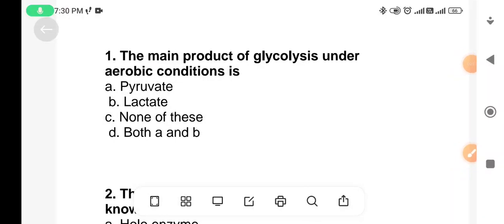Question number one. The main product of glycolysis under aerobic condition is: option A, pyruvate; option B, lactate; option C, none of these; option D, both A and B. Correct answer is option A.